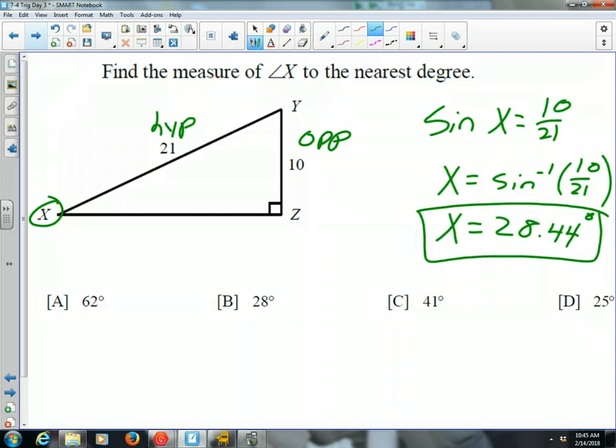Hopefully that lesson made sense. It's very similar to finding side lengths. When we want to find a side length, we use sine, cosine, tangent. When we want to find an angle, we use inverse sine, inverse cosine, or inverse tangent. We'll do more work on that when you get to class tomorrow.